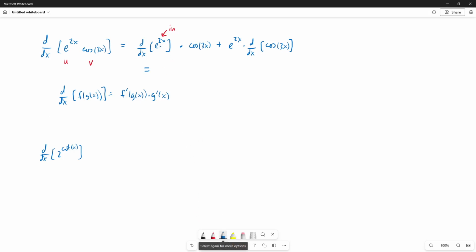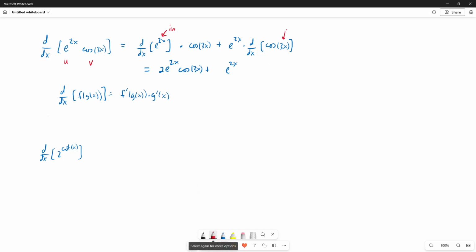And so this derivative is the derivative of the outer function. The derivative of the exponential function is itself. So we just have e to the 2x. And then times the g prime of x, which is 2. The derivative of this 2x is 2. So we'll put that there, times cosine 3x. And then we have plus e to the 2x times the derivative of the cosine of 3x.